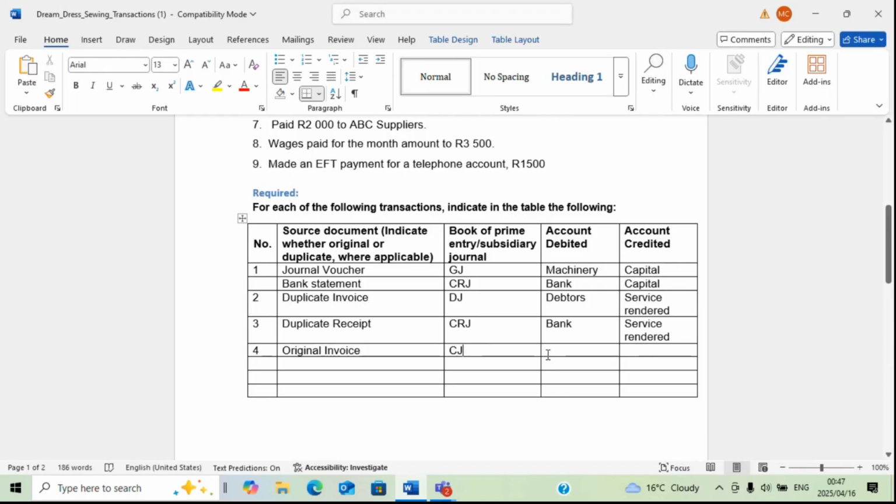And then the two accounts affected: we've got the machinery that was purchased or bought, and creditors. So number 1, we're going to record an increase in machinery. Remember, machinery is an asset, and whenever we have an increase in our assets, it means we must debit. So you're going to debit our machinery right there.